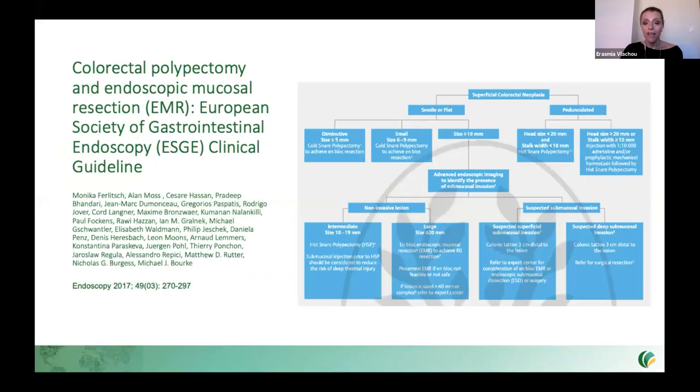Therefore, according to all the evidence, cold snare polypectomy has been integrated in polypectomy guidelines. To be more specific, in the guidelines issued by the European Society of Gastrointestinal Endoscopy in 2017, cold snaring is indicated for sessile or flat lesions of size up to 9 millimeters in order to achieve en bloc resection.